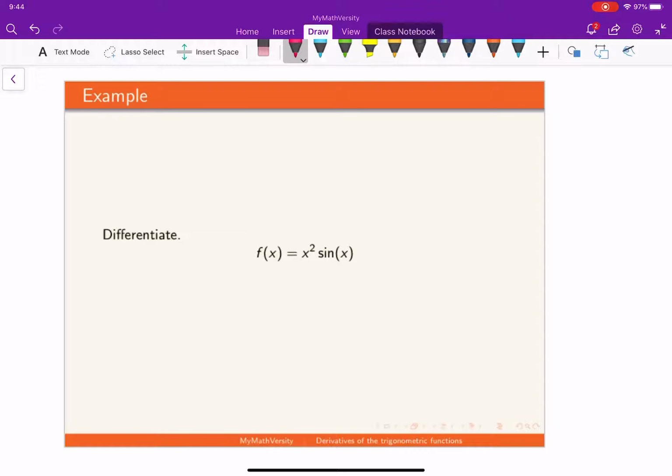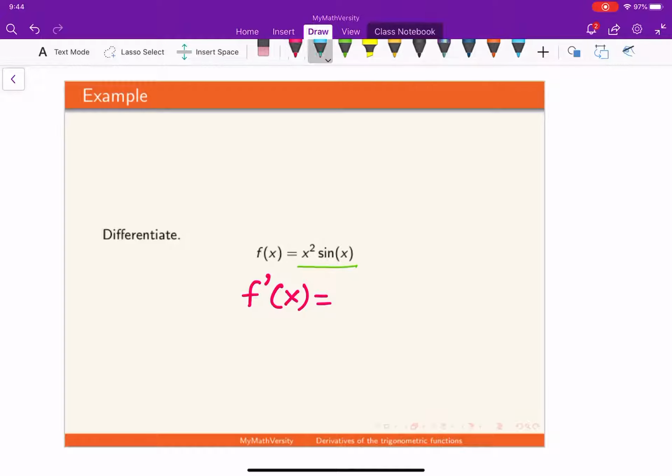In this example, we need to find the derivative of this function given as x squared times sine x, right? So we have the function as the product of x squared and sine x, and we need to find what the derivative of that is. So let's try to differentiate this function by finding the derivative of f.